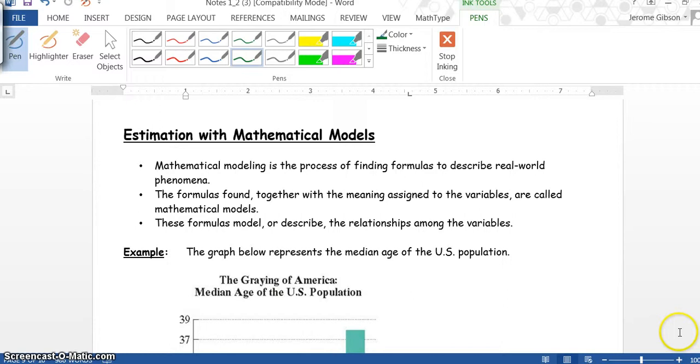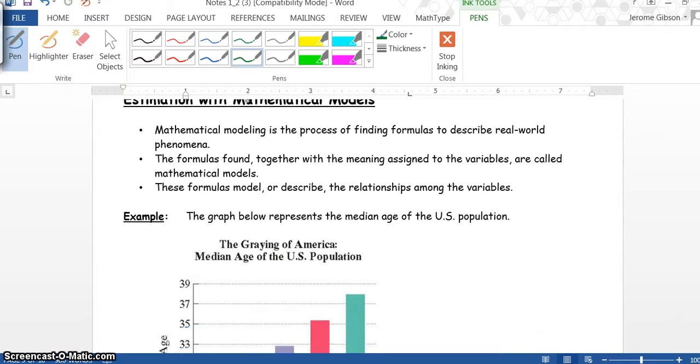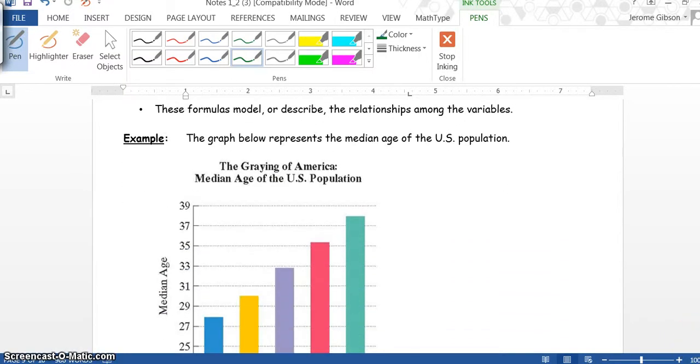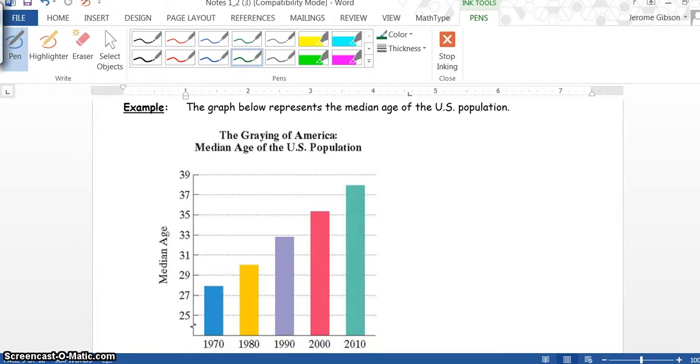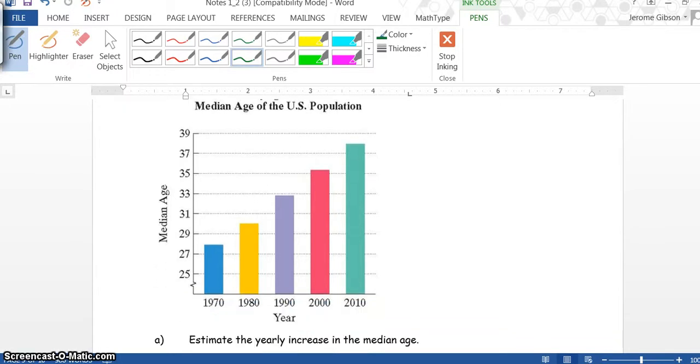Example, the graph below represents the median age of the U.S. population. It has here the graph of America, median age of the U.S. population. It says here A, estimate the yearly increase in the median age. Now if you notice here, there's a break here. So that means this jumps from 0 to 25. And if you notice, it's more consistent after 25, each going up by 2 years. But all of this here is from 0 to 25.